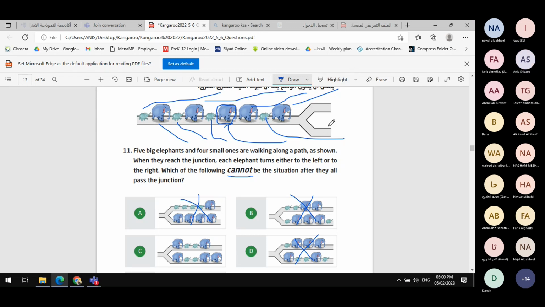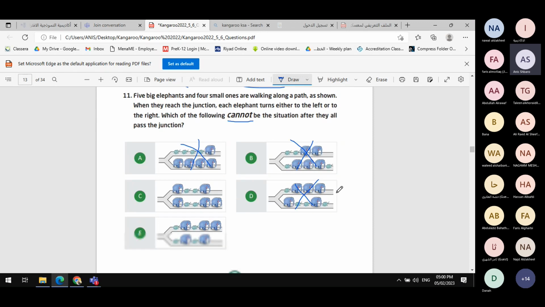Okay, now I understand. But if we did it wrong, like Walid before, we are going to say that D might be the answer. That's why we must try all of the choices in order to cross them out, and then we will obtain the right answer.